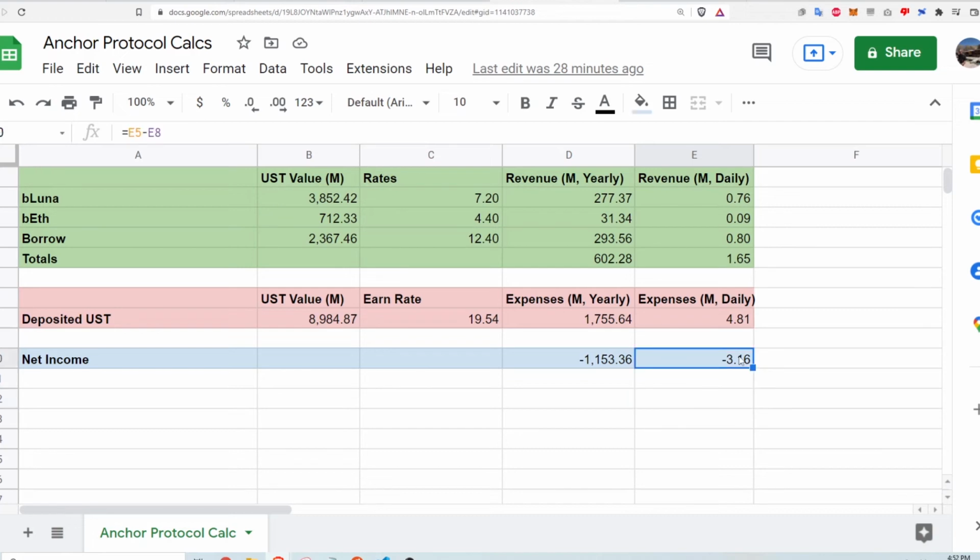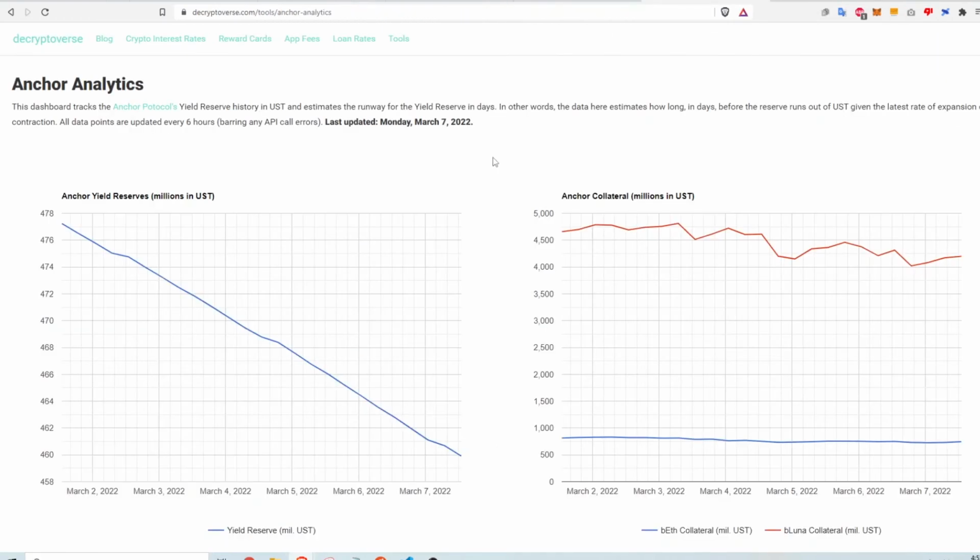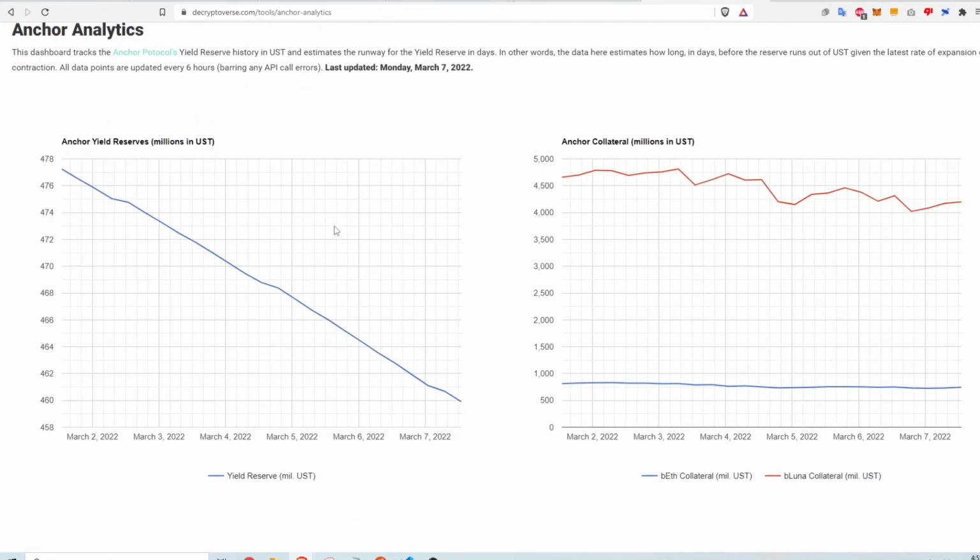Now I'm going to show you a tool that I built that tracks that automatically. And so this dashboard is on my website, and what it does is it calculates the yield reserve depletion rate, basically what we did in this example, once every 6 hours. So there are a few plots here that I want to go over. This is the Anchor yield reserves in millions of UST with respect to time. You can see it's been decreasing since March 1st. So none of these plots are available on the official Anchor dashboard.